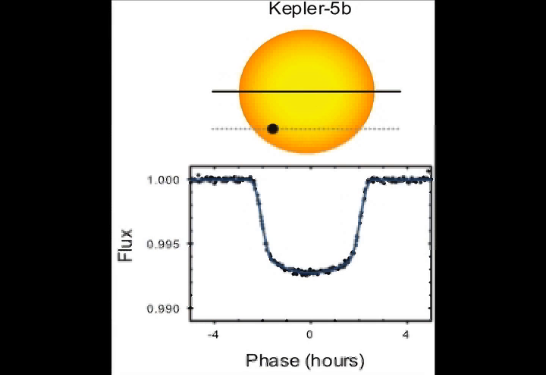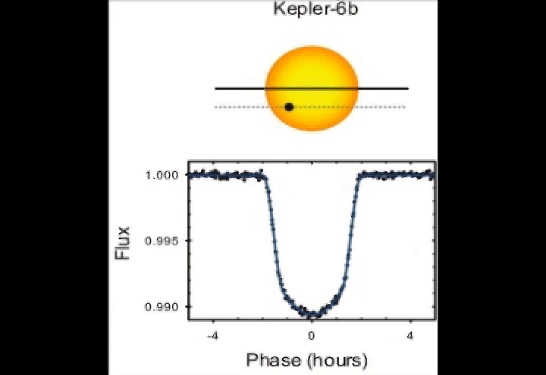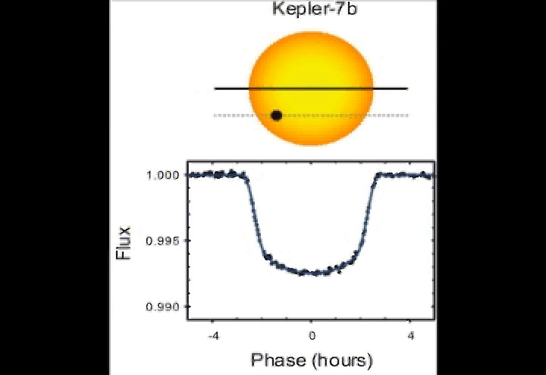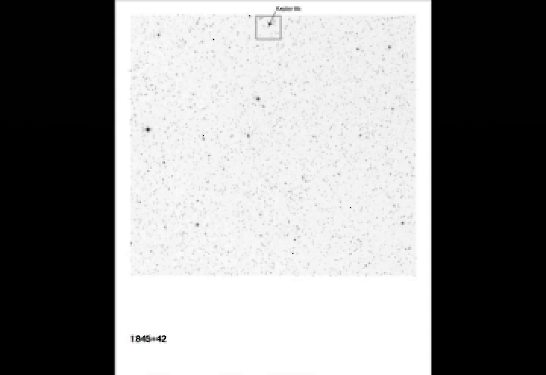But when you go over to Kepler 5b, it's drastically different. In Kepler 6b, the results are even greater. In Kepler 7b, the results go back to about similar to Kepler 5b. In this picture, you can see Kepler 8b is a tiny dot in a wide picture, which is what the Kepler mission is looking at.